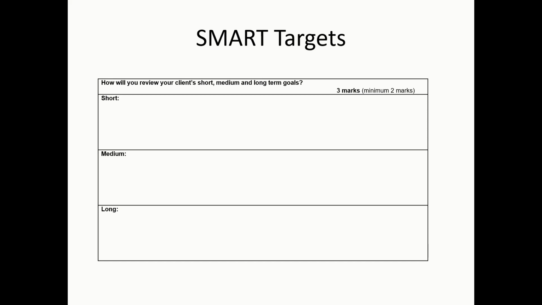Now you'll see that the question is how you will review your client's short, medium and long-term goals, and of course this is going to be dependent on the goals which you've actually set on the previous pages relating to your client's SMART targets. If, for example, the goal in question was to reduce body mass, let's say we're working with a boxer, they currently weigh 67 kilos and you want them to weigh 60 kilos so that they can weigh in successfully and therefore compete in their sport, then of course a weekly review of their weight will ensure that you're on track to meeting that goal.